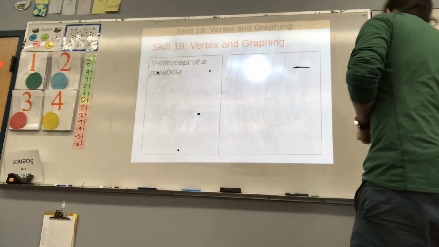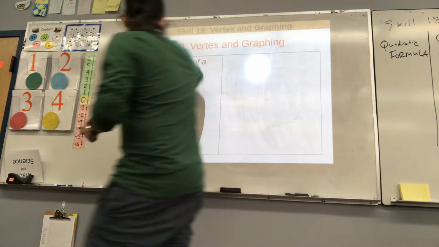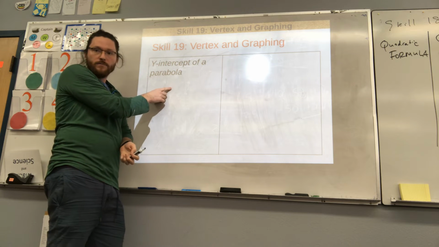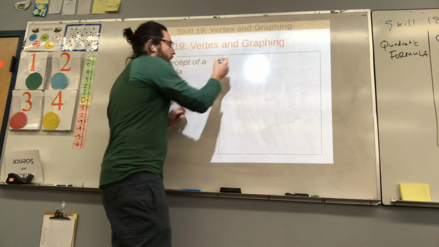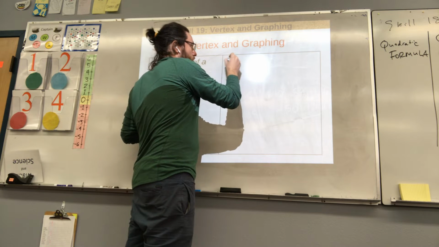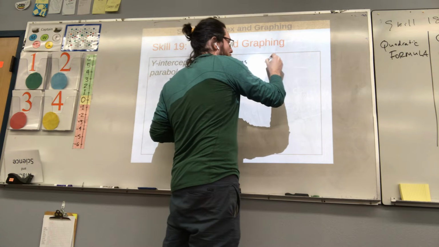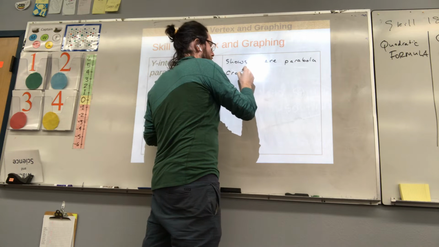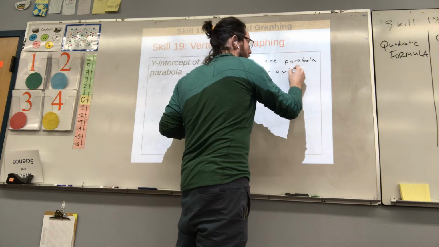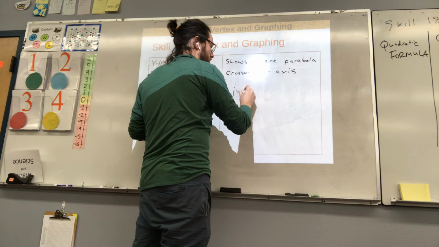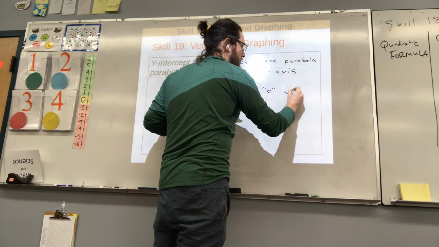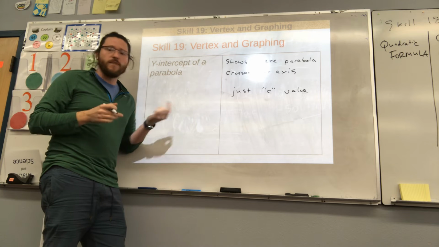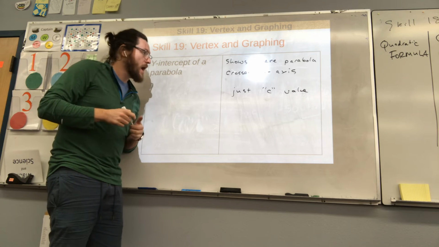So in your notebooks, I would like you guys to include a quick little note. On the left-hand column, I want you to write in y-intercept of a parabola, okay? Y-intercept of a parabola. And the y-intercept of the parabola shows where the parabola crosses the y-axis, okay? And it's just the C value, right? And remember the C value, we've been using ABC for the quadratic formula. So C value is just that number at the end, okay?